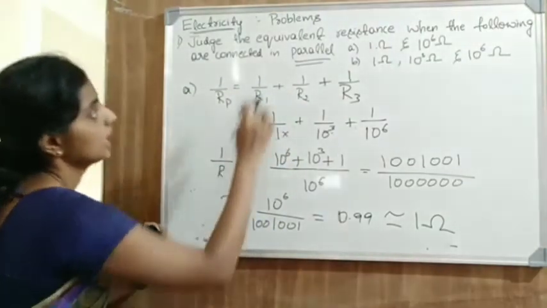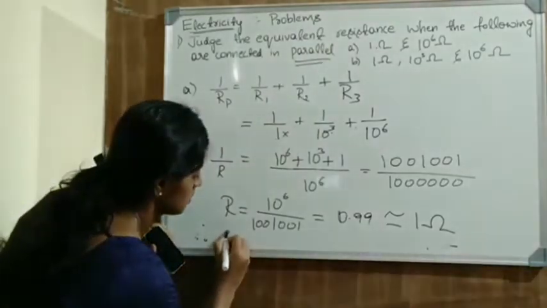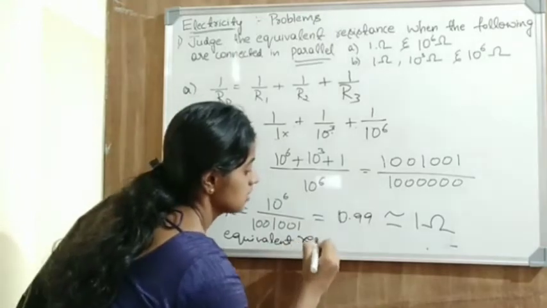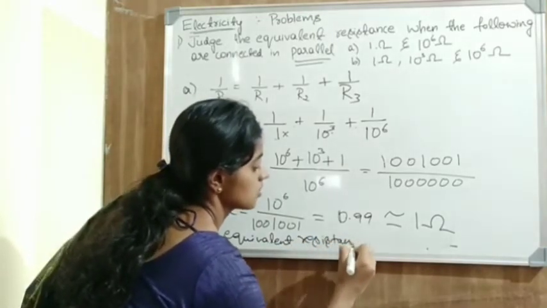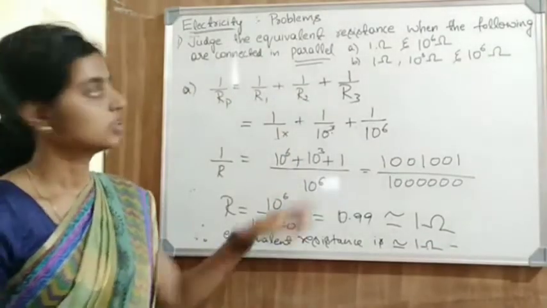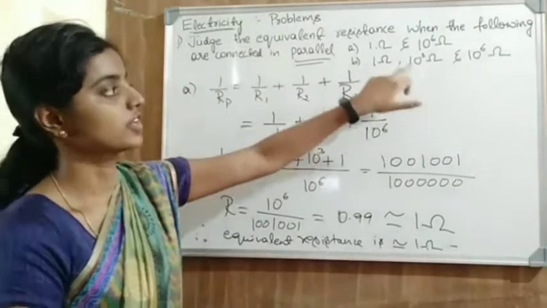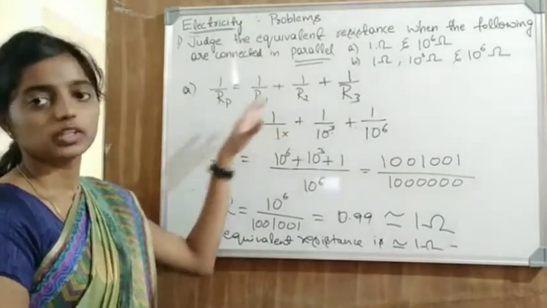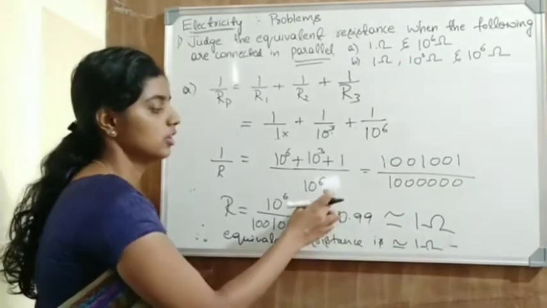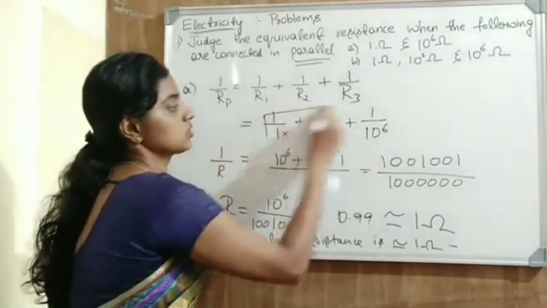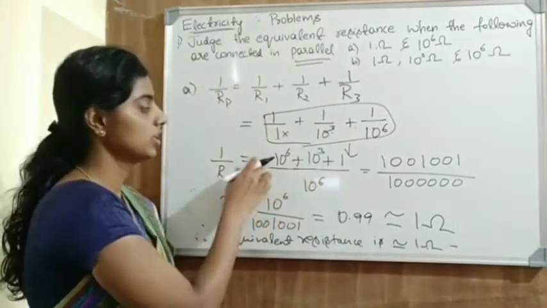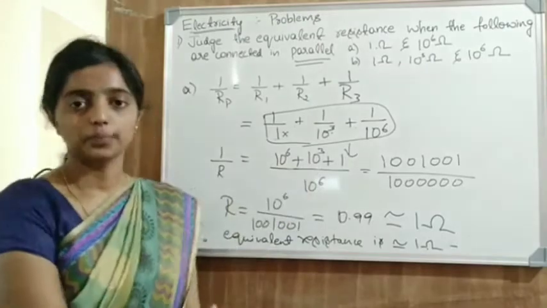Hence equivalent resistance is approximately equal to 1 ohm. See, the first problem is very easy. We have resistors, all we need is to convert them into this formula and find out the answer. So you should be very careful while converting this to this term, right? You need to write properly the denominators and numerators with the LCM method.